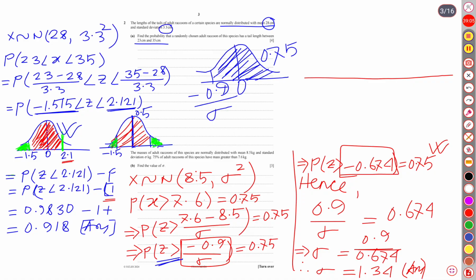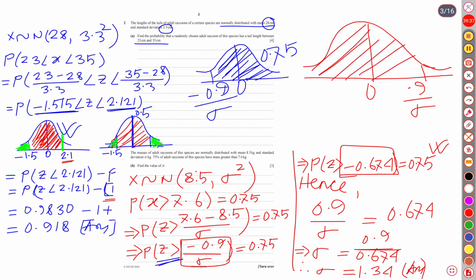And if I draw another curve, the same curve, here our z score is 0.674 or 0.9 over sigma, and here it is 0. Now look at this, they have told our probability is 0.75. So which portion is 0.75? This portion, this is our probability, which is 0.75. Okay, so it's all the same actually.